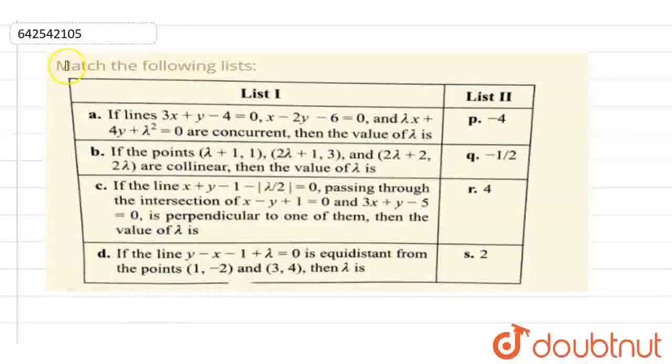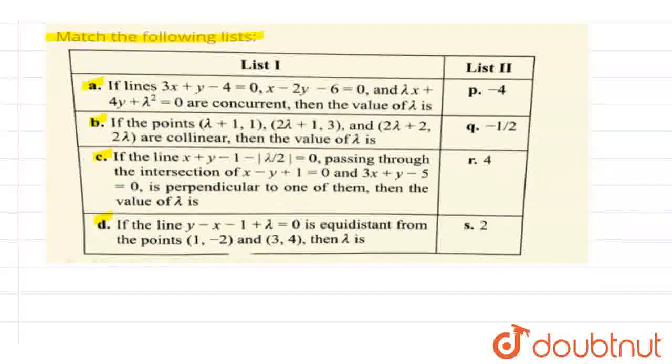Hello everyone, in this question we need to match the following lists, right? So we have A, B, C, D, right? Now we have to match this with list 2. Now let's look at part A, that is our first part.